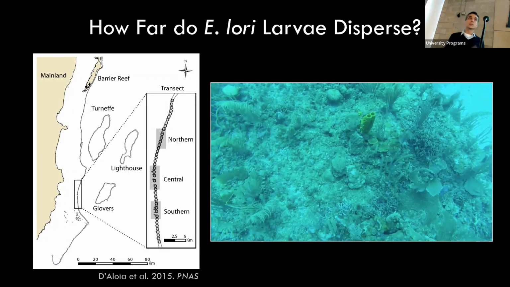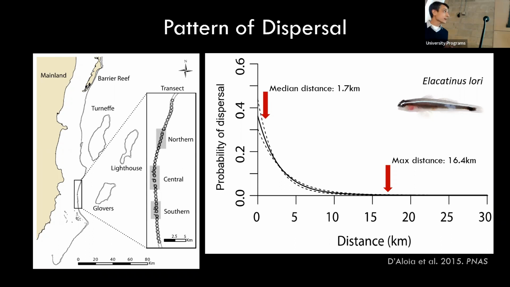My collaborator, Cassidy De Aloya, used genetic parentage analyses to connect offspring with their parents. If you sampled a parent at this population here in the center, and then found one of its offspring way up here, you then know the linear distance that larva had dispersed. When you have enough of these connections, you can graph the dispersal curve for the species. What we found is that peak dispersal occurs within the first few kilometers and then declines exponentially with increasing distance away from their parents.